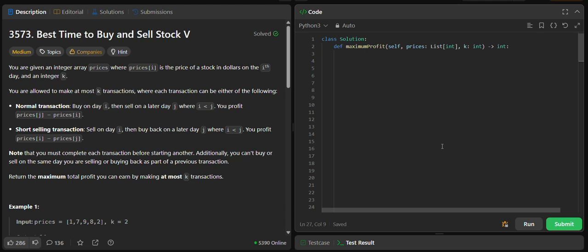Today we are going to discuss the LeetCode daily problem, Best Time to Buy and Sell Stock 5. So let's quickly understand what the problem states. You are given an integer array prices where prices[i] is the price of a stock in dollars on the i-th day, and an integer k.